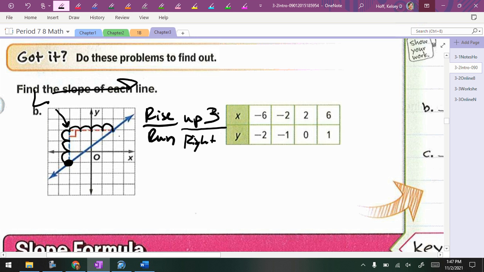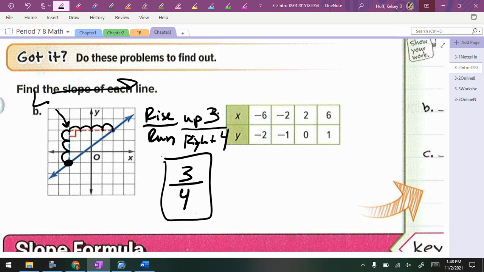4. Everybody agree 4? Up. Positive or negative 3? Positive. Right. Positive or negative 4? Positive. Can I reduce 3/4? No. Your slope of that line is 3/4, which is positive, and we said that line should be rising.